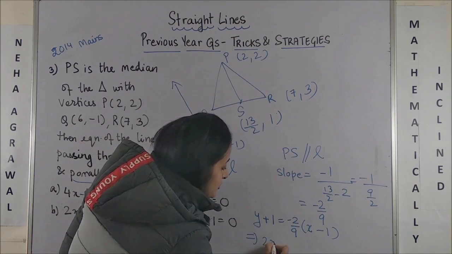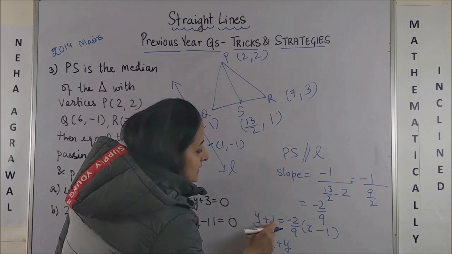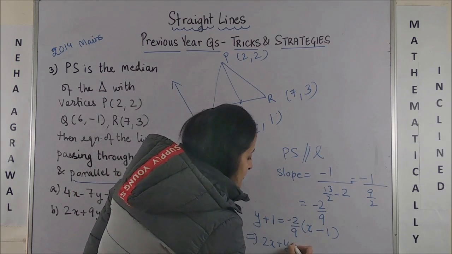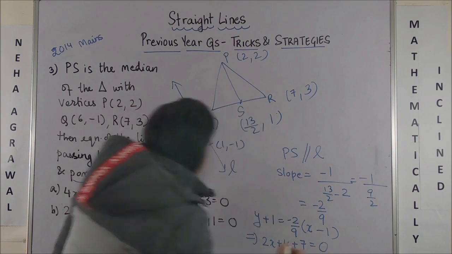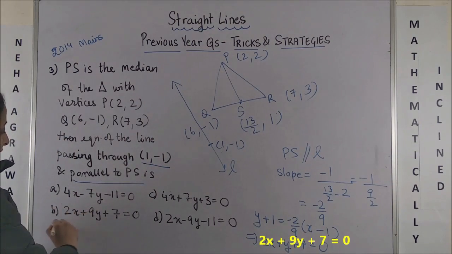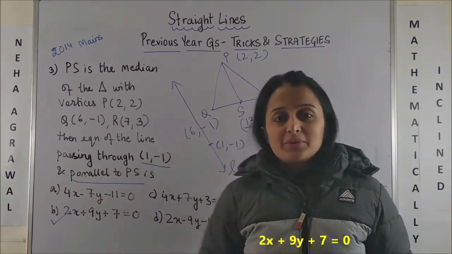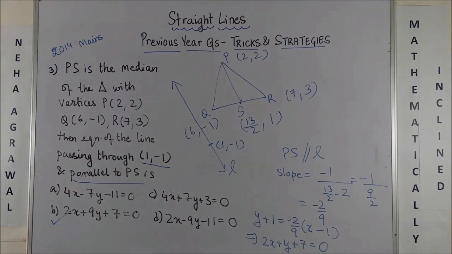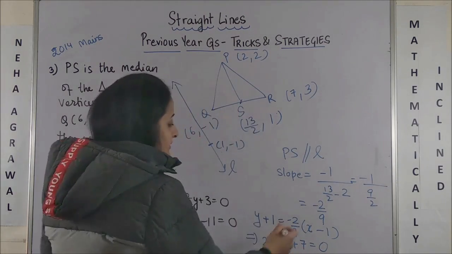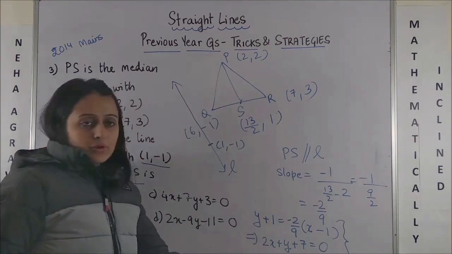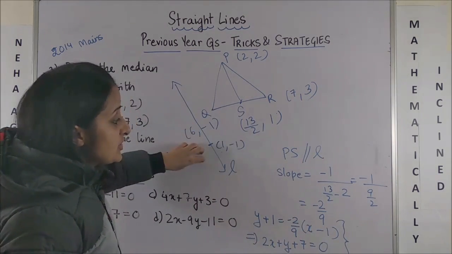Simplify, this becomes 2x plus y. This will be 9 minus 2, that's a 7, and you will have bingo. B is the answer: 2x plus y plus 7 equal to 0. In case you are not too happy with this bit, then what you can do is any equation.